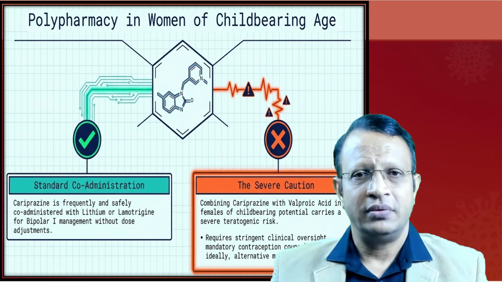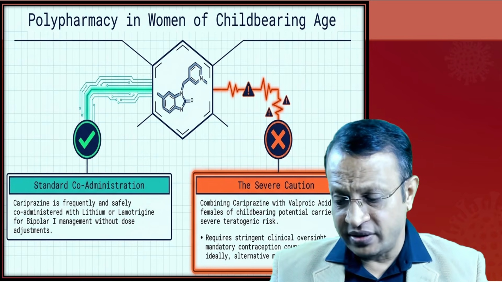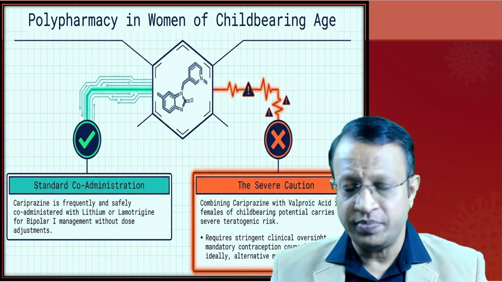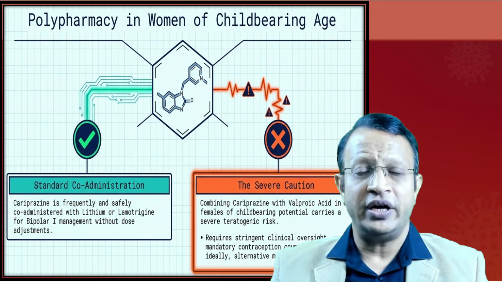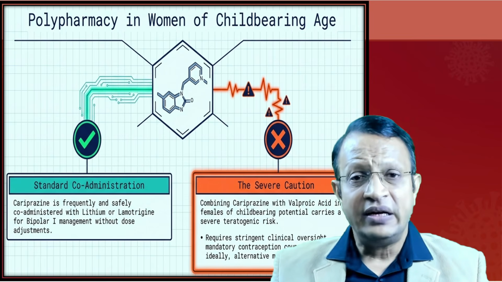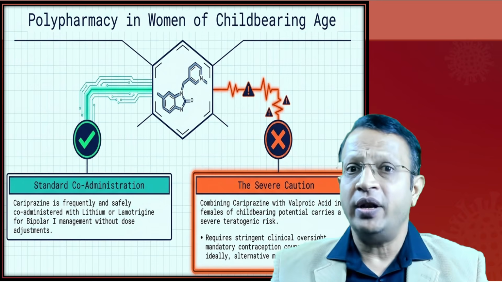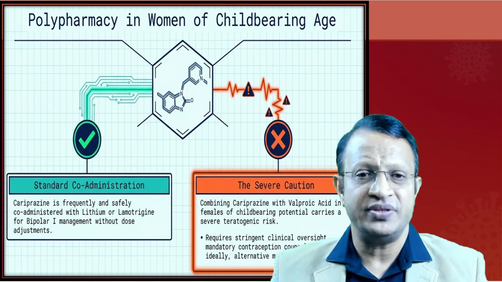Further, what about giving cariprazine in a woman of childbearing age? She is recently married, she is planning to have a child. Should we give? That's very important. We need to discuss with the patient. Tell them we do not have information with regard to cariprazine in pregnancy. We may have to change it, or else do not start cariprazine.